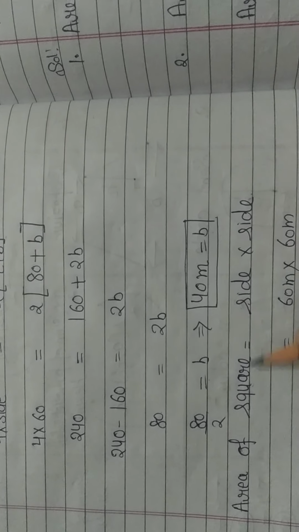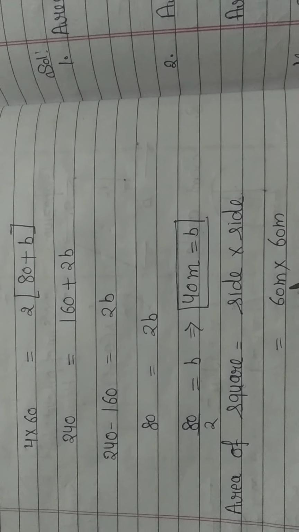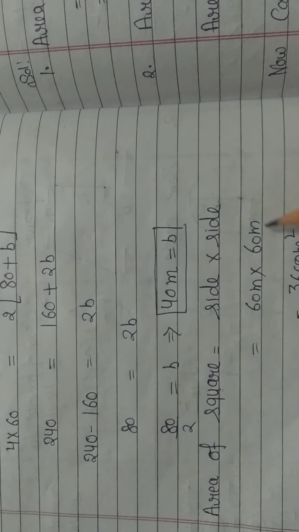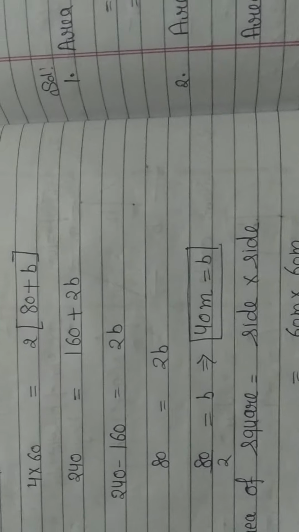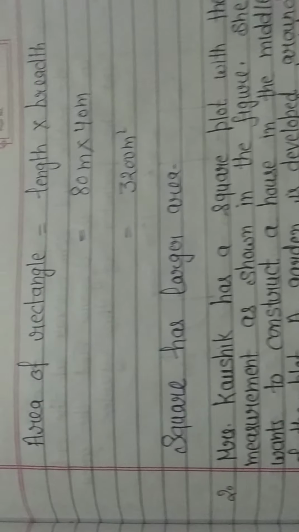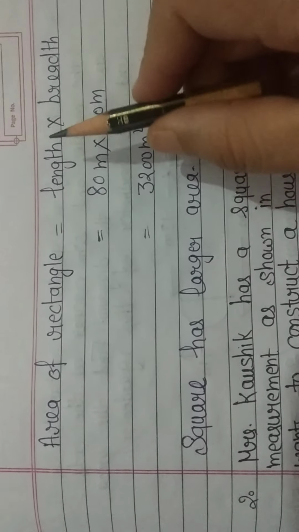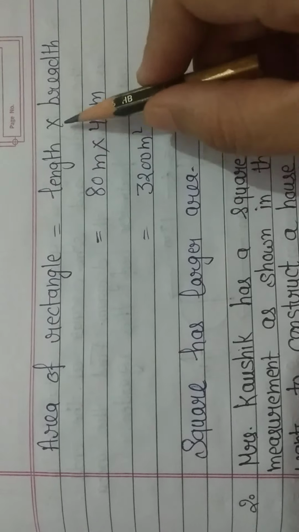Now area of the square is side into side, means 60 meter into 60 meter, which is equal to 3600 meter square. Similarly we can find the area of the rectangle, that is equal to length into breadth. 80 meter into 40 meter, which is coming 3200 meter square. So the square has the larger area.